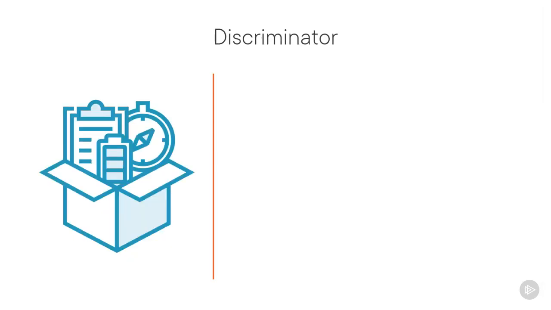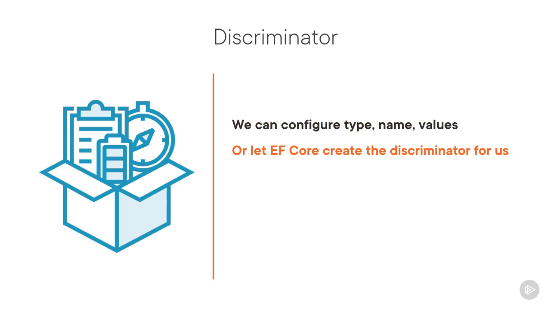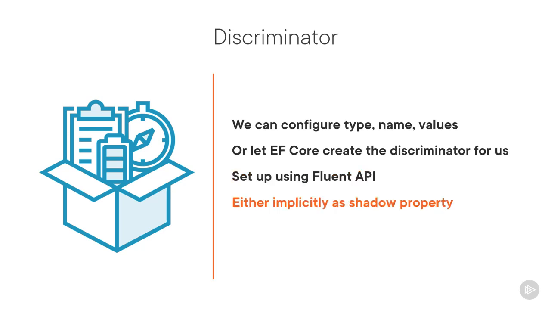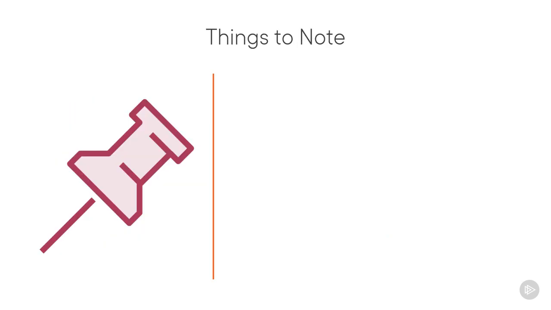The discriminator column is the key to how table per hierarchy works. It can either be configured explicitly by specifying its type, its name, and which values are used to identify each of the types in our inheritance hierarchy, or we can let EF Core do the work for us. The discriminator property can be set up on our entities using EF Core's Fluent API, and can be configured like any other property to specify things such as max length, default value, and so on. If we do not explicitly configure the discriminator, EF Core will set it up as a shadow property on the base entity of our type hierarchy. But if we prefer, we can instead explicitly create a property on that entity and tell EF Core to use that as the discriminator. There are a few things that are worth noting about this strategy.